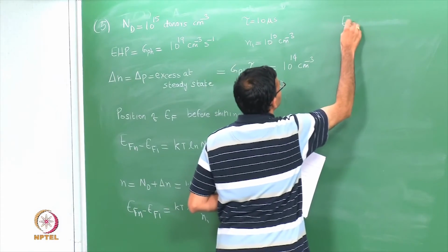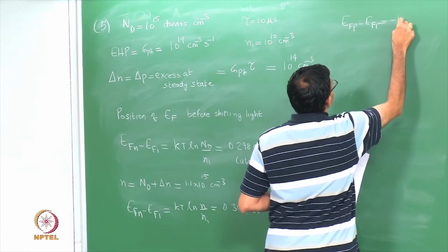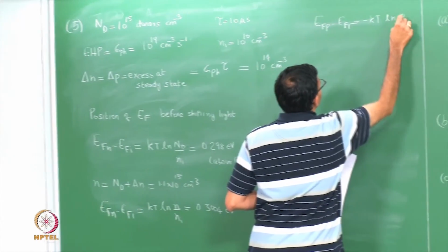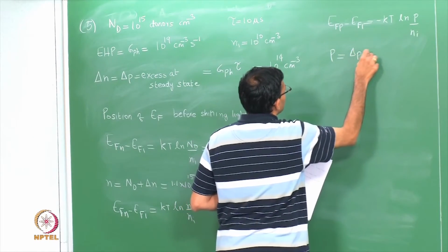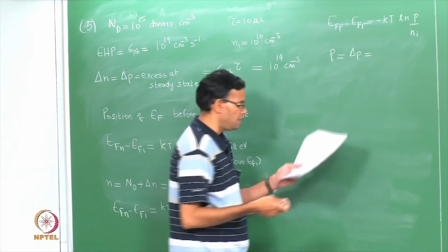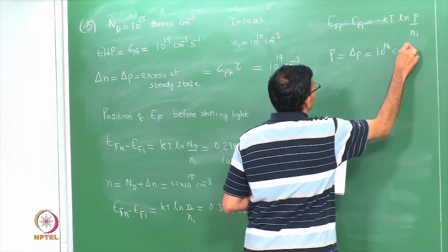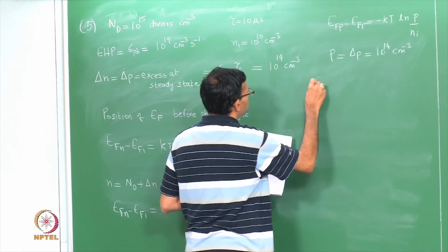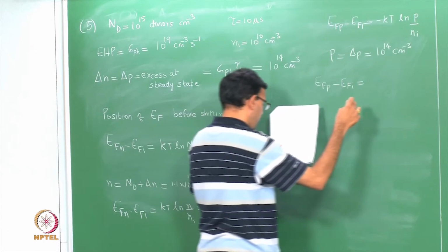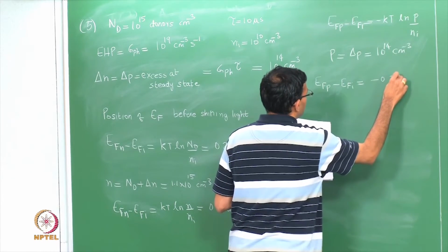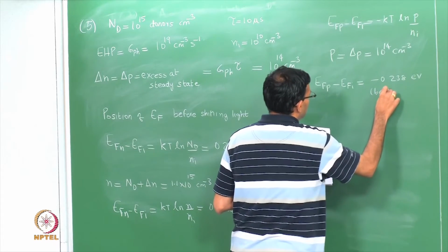EFp minus EFi is minus kT ln of P over Ni, where P is delta P, which is the excess carriers that are generated, equal to 10 to the 14 per centimeter cube. If you do this, EFp minus EFi is minus 0.338 electron volts. This is basically below EFi.